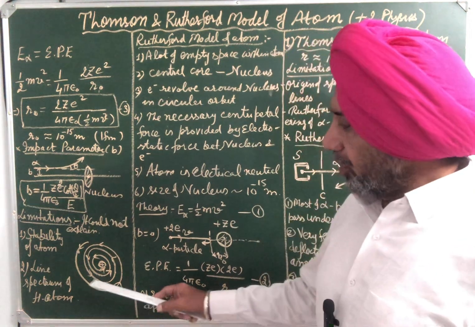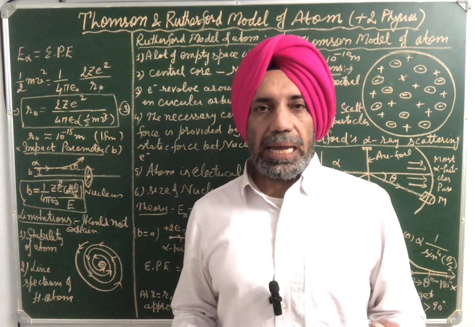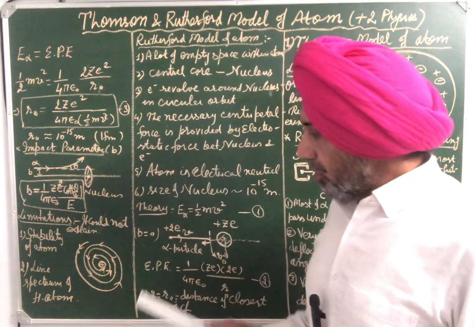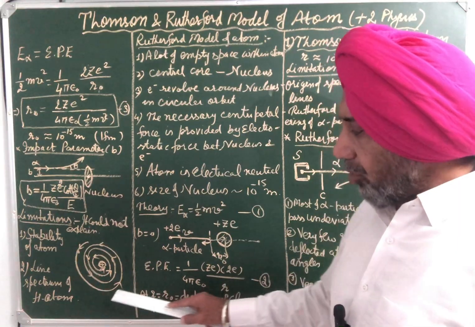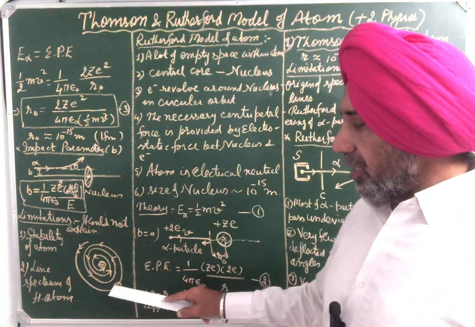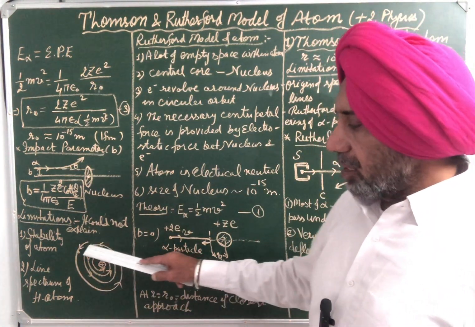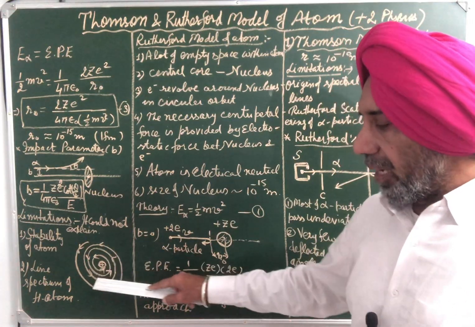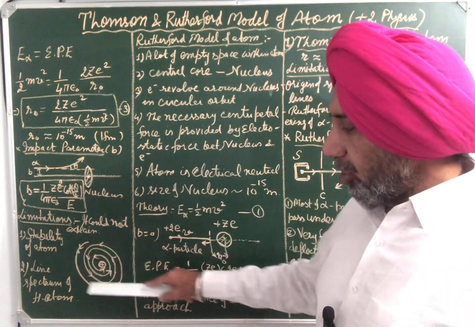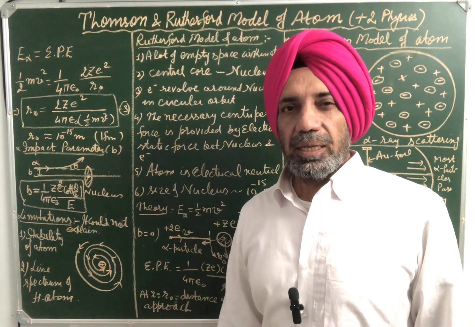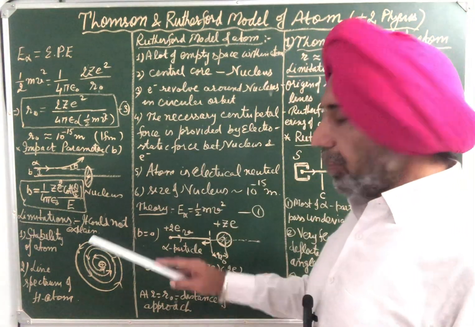And according to classical electromagnetic theory, any accelerated charged particle loses energy. It means if an electron revolving in a circular path loses energy with the passage of time, its velocity decreases, its radius of circle decreases, and this continues, and ultimately the electron may fall into the nucleus. So this spiral radius goes on decreasing. It means the atom is unstable, but most of the atoms are found to be stable.